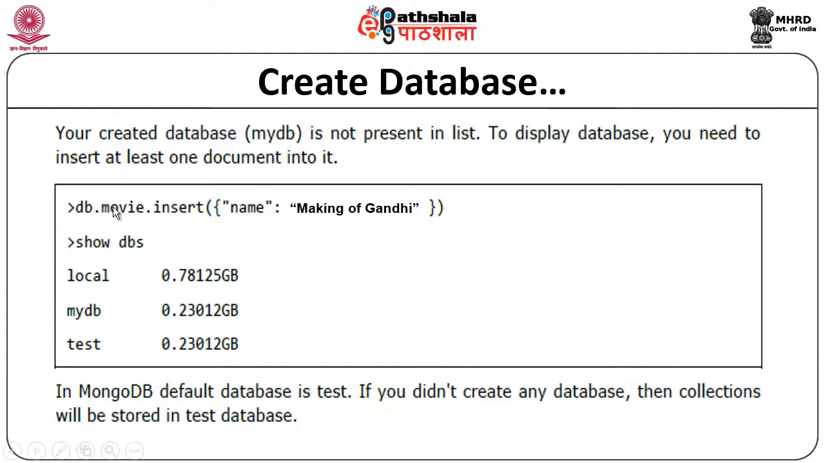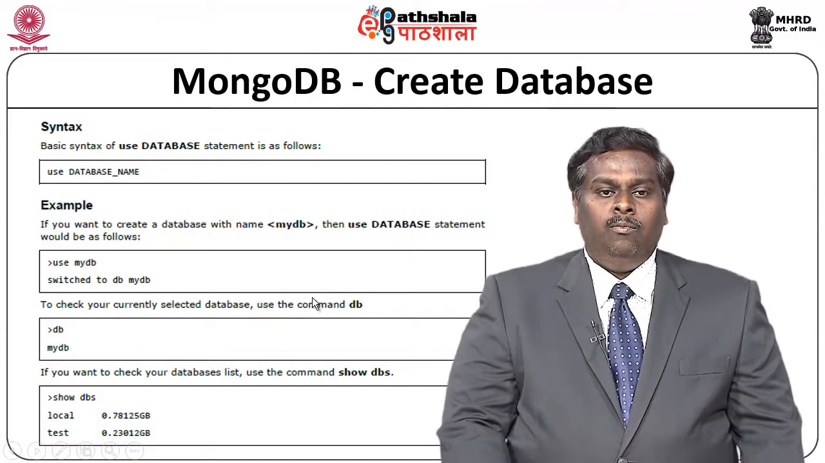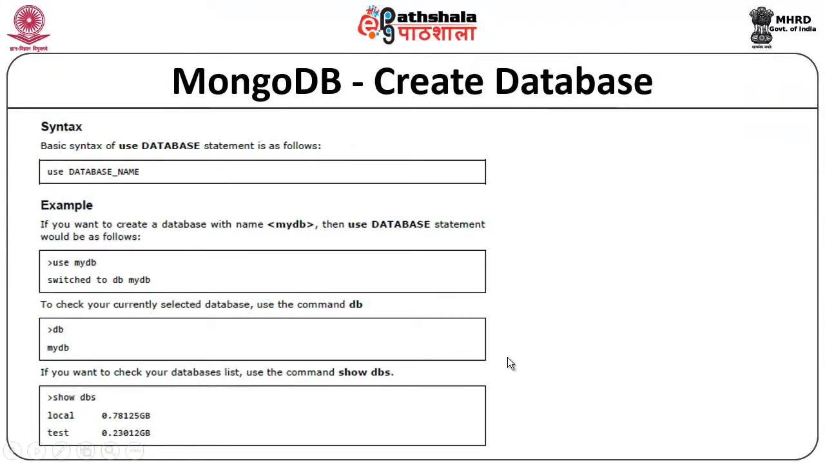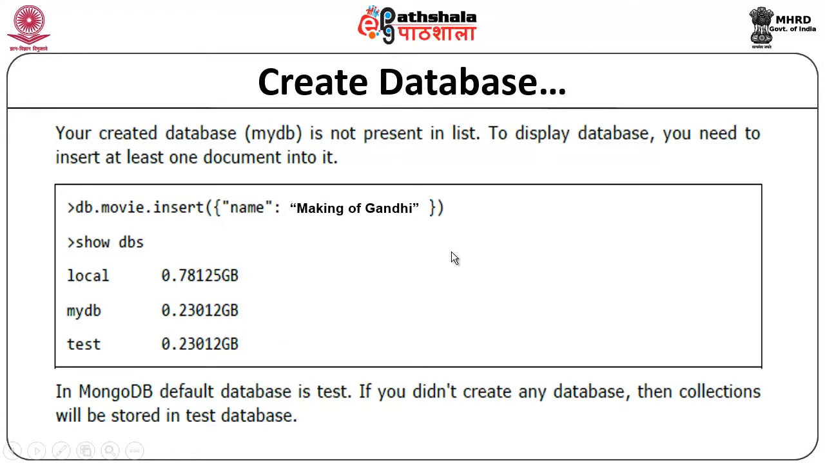db.movie.insert is the command, and I insert a file named making of Gandhi. Now, when you type the command show dbs, it will automatically list the dbs that you have created. But in the previous scenario, when you typed show dbs, you did not find the MyDB database listed, since not even a single document had been created under it. So, you will have to create at least one document and insert it into the database, only then will it be displayed by the show dbs command.